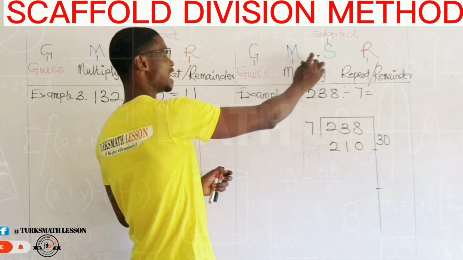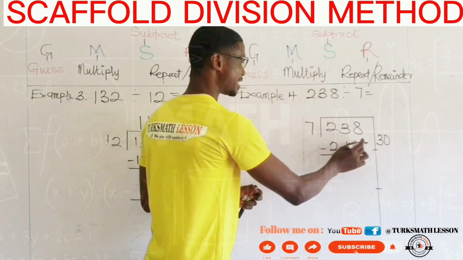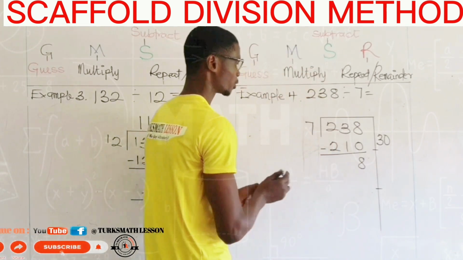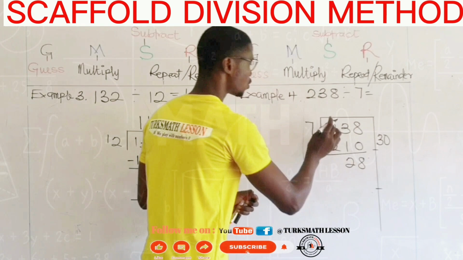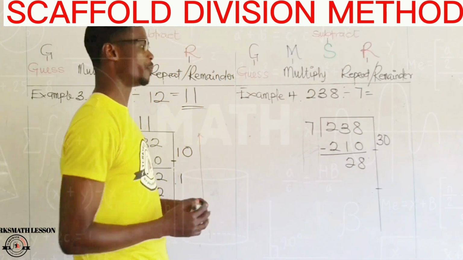210. So what's the next step now? Subtract. You subtract. Very good. 8 minus 0? 8. 6. 3 minus 1? 2. 2 minus 2? 0. Very good. Let me pick another number here.